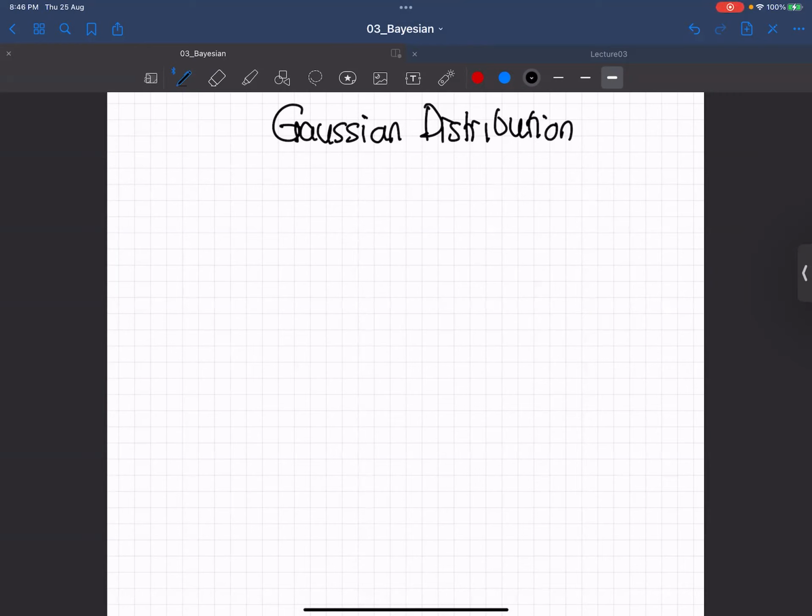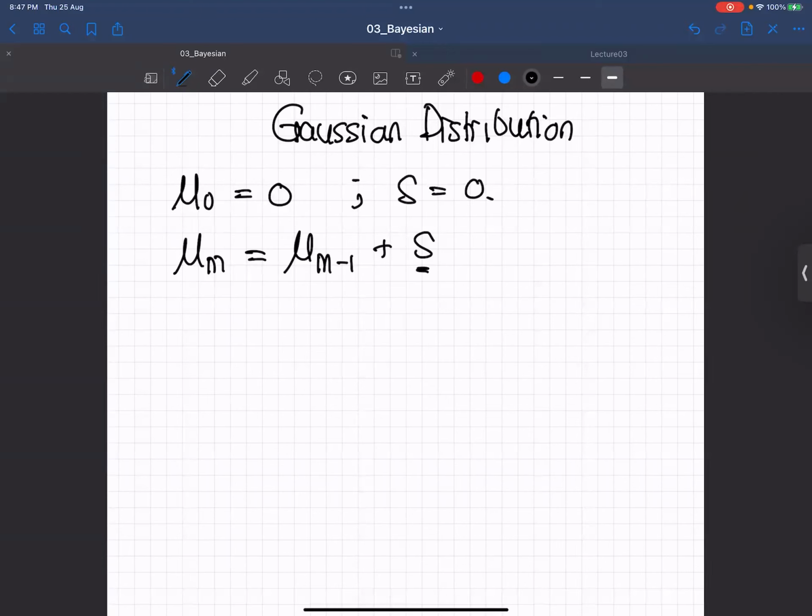Professor, you said that the mu is set by us. Yep. You can set mu_m as mu_(m minus 1) plus s. You can define it that way. So in this case, you don't really need to define mu. Mu 0 can be 0, but you need s. For example, s is 0.1.